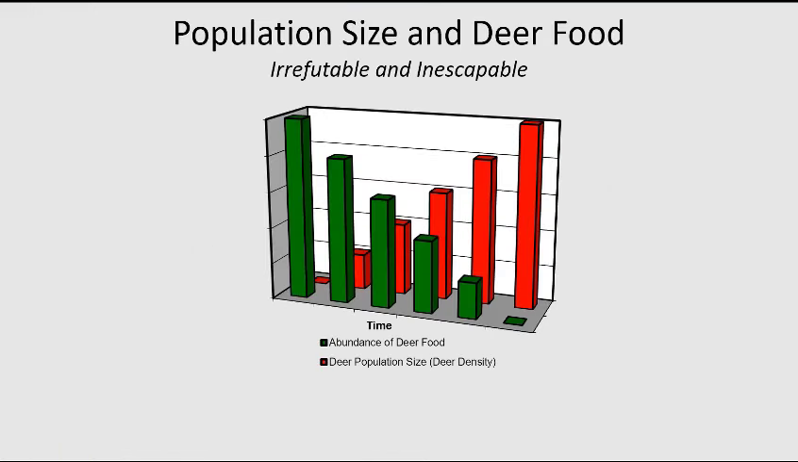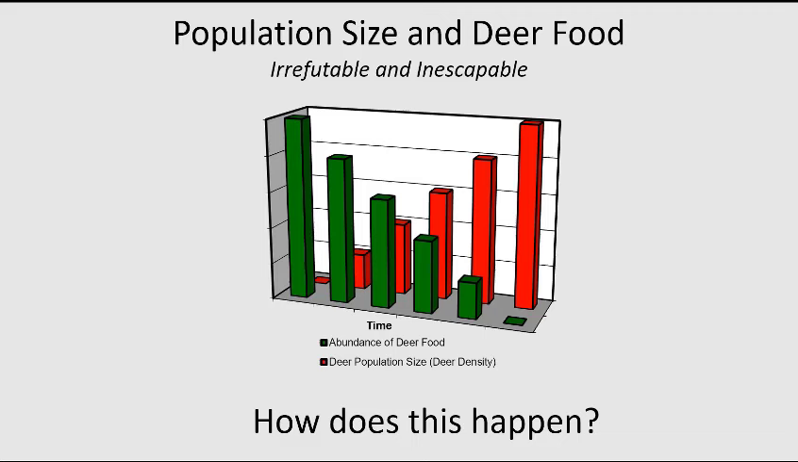Population size has a direct impact on food supply. This fact is irrefutable and inescapable. When a population of deer is low or small, there's an abundance of deer food. As that population size increases, as indicated by the red bars, there is a decline in the quality and possibly the abundance of deer food. This is a direct relationship. There's no arguing this fact in most cases.